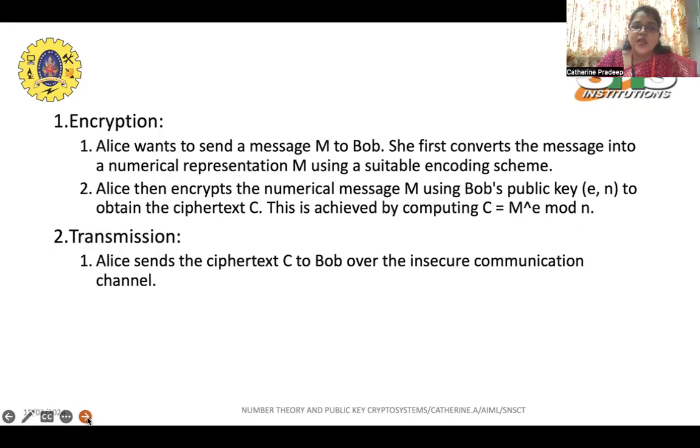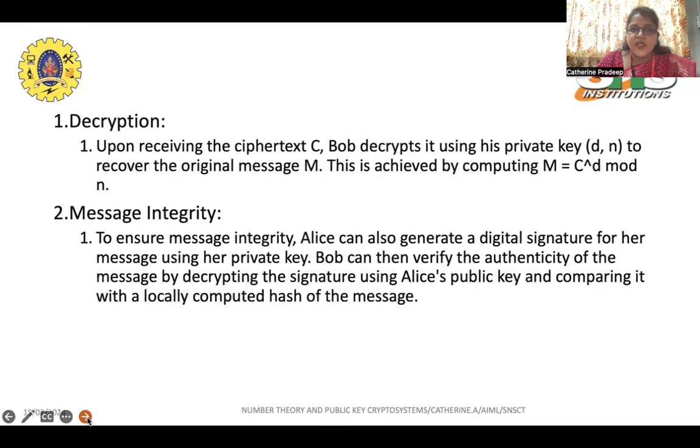Now Alice wants to send a message M to Bob. She first converts the message into a numerical representation M using a suitable encoding scheme. Alice then encrypts the numerical message M using Bob's public key (E, N) to obtain the ciphertext C. This is achieved by computing C = M^E mod N. So she is encrypting the message using Bob's public key, which will obviously be available to Alice. Alice sends the ciphertext C to Bob over the insecure communication channel, that is, the internet.